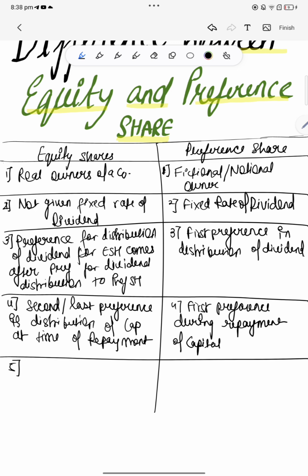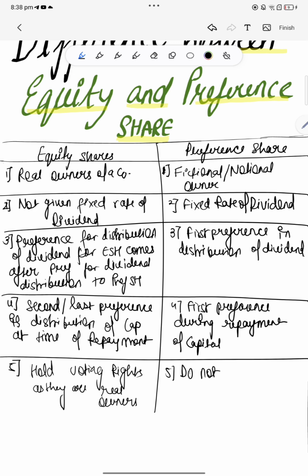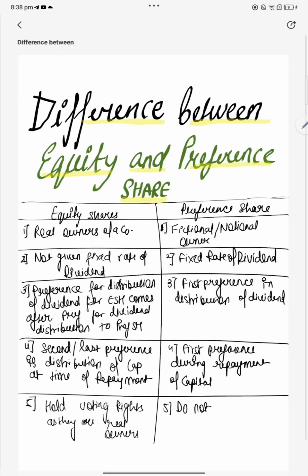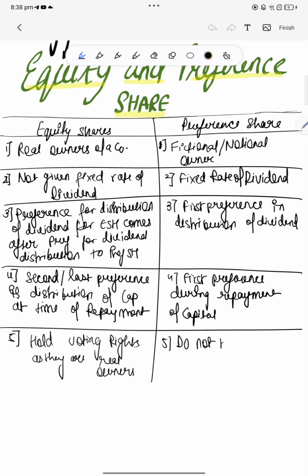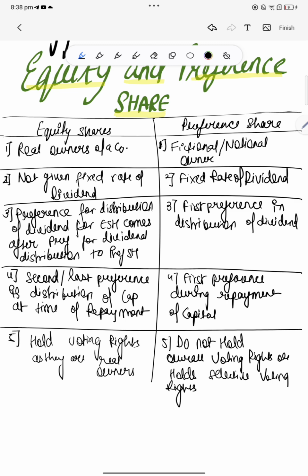And fifth is that equity shareholders hold voting rights because they are real owners, whereas preference shareholders do not hold overall voting rights, or hold selective voting rights only in matters related to their concerned area.